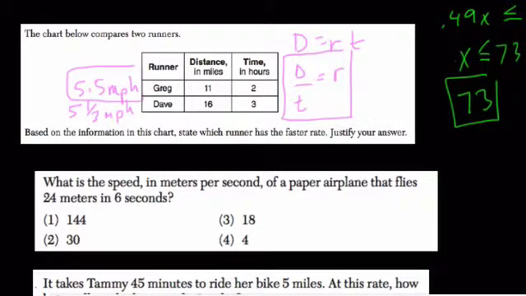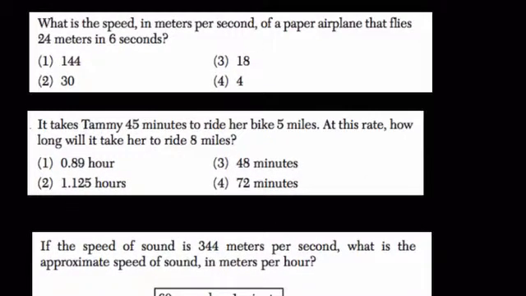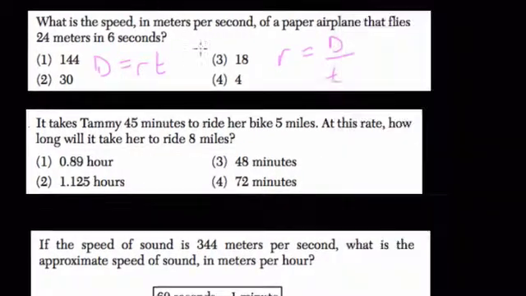You can justify that. They ask you to justify by showing your work or explaining how you use the distance formula. What is the speed of a paper airplane that flies 24 meters in 6 seconds? Again, distance equals rate times time. And they want to know speed, that's rate. So rate equals distance over time. Just divide here. 24 divided by 6, of course, is 4 meters per second. Choice 4.